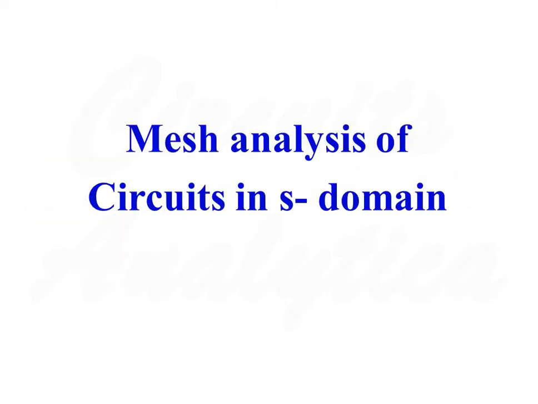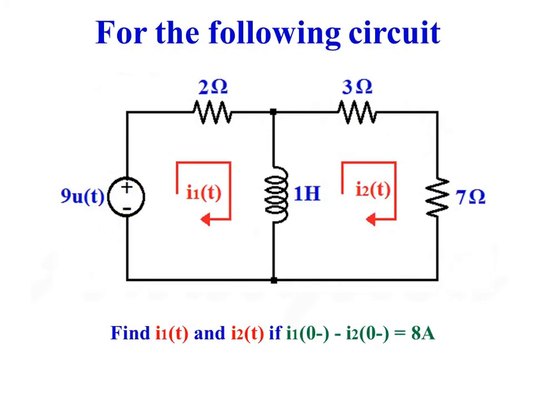In this video, we will discuss mesh analysis of circuits in S domain. For the following circuit, find the mesh currents I1 of t and I2 of t, if I1 of 0 minus minus I2 of 0 minus is equal to 8 ampere.